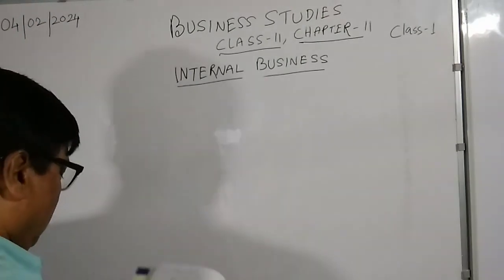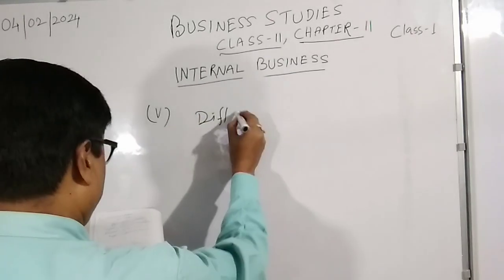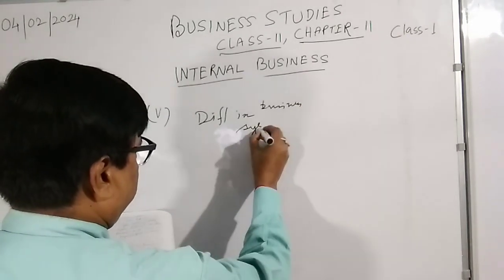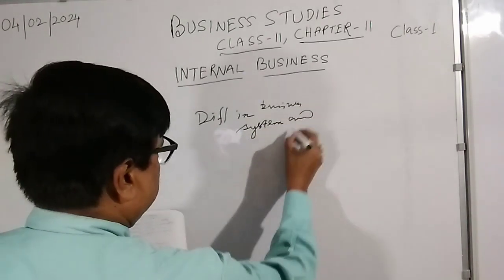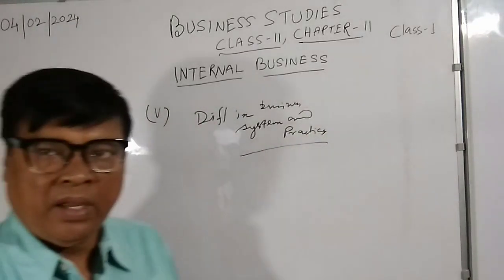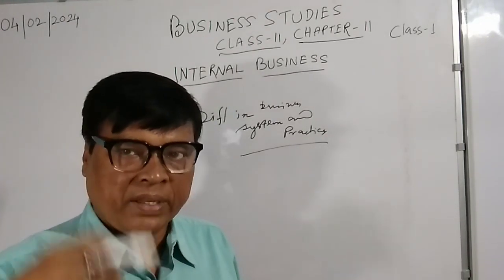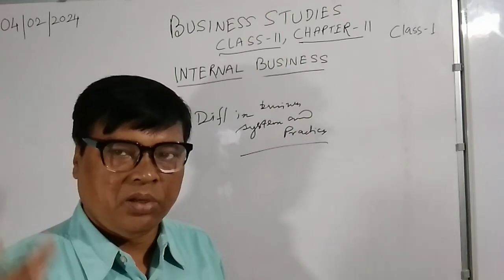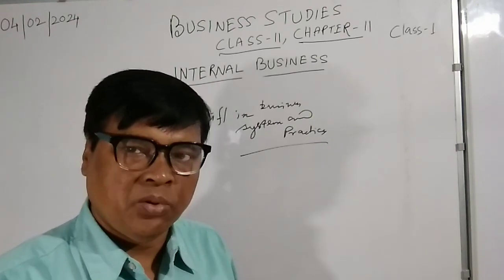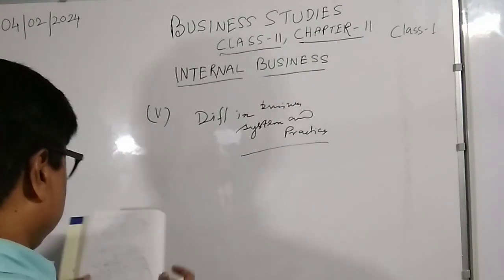Now we will be going for point number 5, difference in business system and practices. This is very vital. See, what do these things mean? Business system and practices, rules and regulations, you know for your own country. What is the government structure? What is the economic policy of your country? You know these things. What is your tax structure? You know everything. But those things are not clear to you in the case of international business.